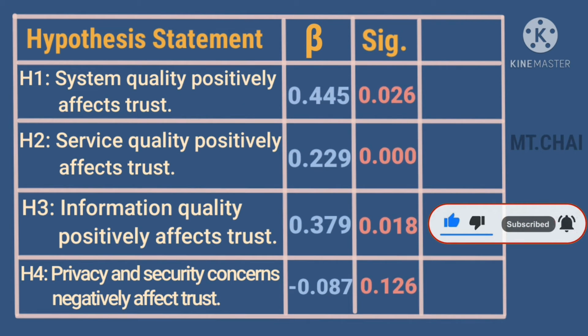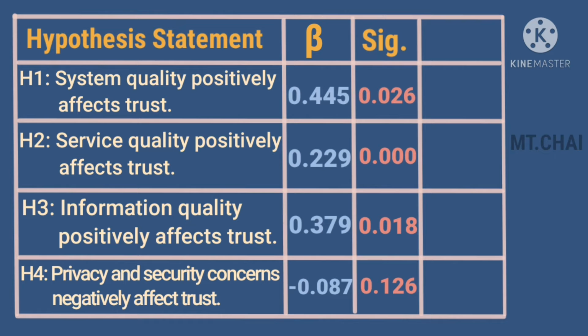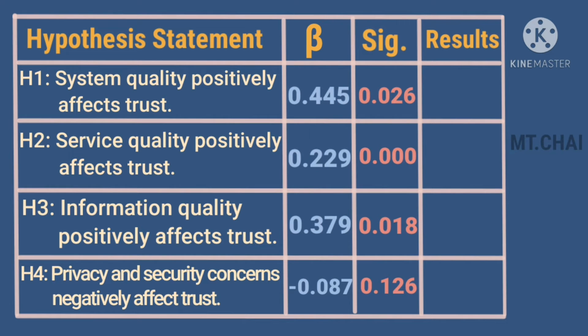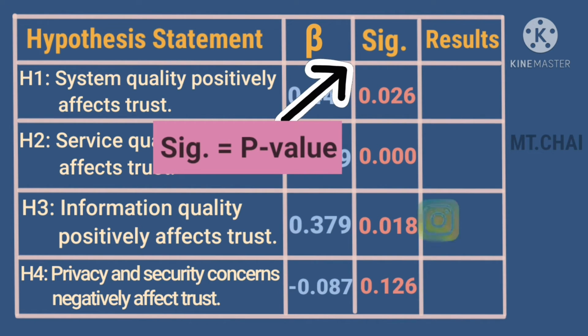Column 3, sig. What is it? Sig means significance level, where the p-value is labeled as sig in the SPSS output. Column 4 is the result, where you will state whether the hypothesis statement is accepted or rejected. For that, look at column 3, sig, which is known as p-value.